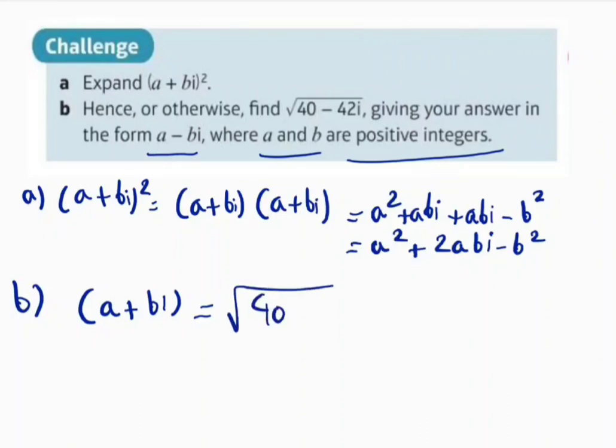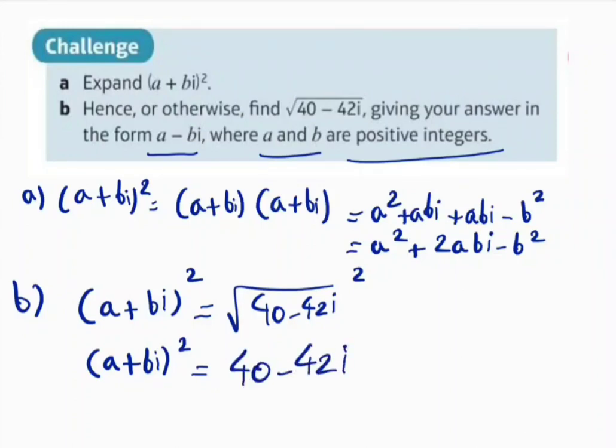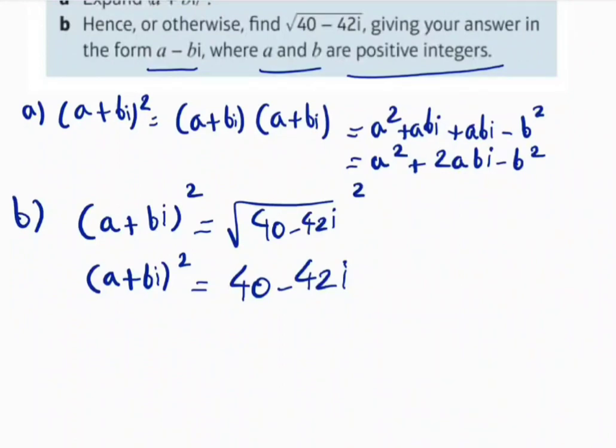The square root of 40 minus 42i. Why? Because let's square both sides and see what we get. We will have (a plus bi) squared on the left and 40 minus 42i on the right. We have already squared the left-hand side in part A, so the left-hand side is going to be a squared minus b squared plus 2abi, equal to 40 minus 42i.